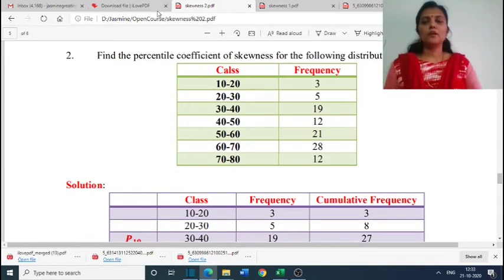Now one more problem. Find the percentile coefficient of skewness for the following distribution: 10 to 20, frequency 3; 20 to 30, frequency 5; 30 to 40, frequency 19; 40 to 50, frequency 12; 50 to 60, frequency 21; 60 to 70, frequency 28; 70 to 80, frequency 12.